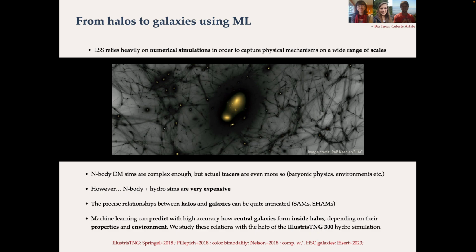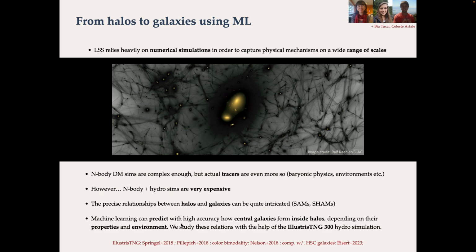However, this precise relationship between the halos and the galaxies can be very complicated, and we've had for many years methods to do that connection, like semi-analytical models or subhalo abundance matching models. We are now looking at a different way of looking at this, which is to use machine learning to try to predict with high accuracy how galaxies form inside halos, in particular how central galaxies, for most of my talk here, how they form inside halos, how they depend on the halo properties and in the large-scale environment where they are found.